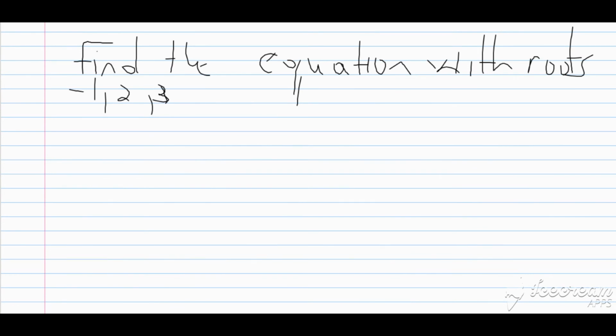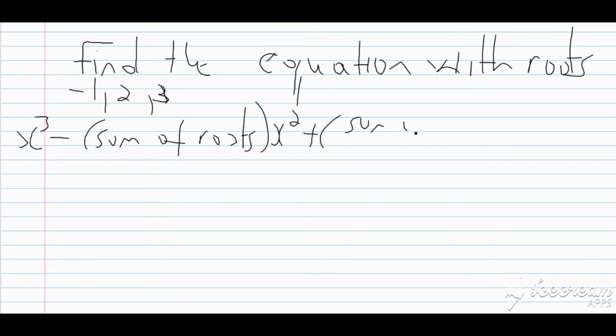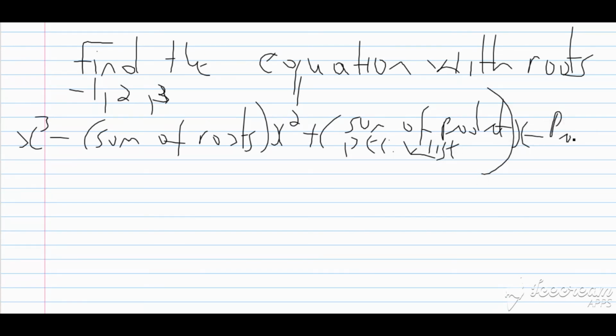So let us say that this question was posed here. Find the equation with roots negative 1, 2, and 3. The first thing we're going to do is to go to our general equation, which we say is going to be x cubed minus the sum of roots times x squared plus the sum of product pairwise, and all of this multiplied by x, minus the product, is equal to 0. All right. So what do I mean by that?